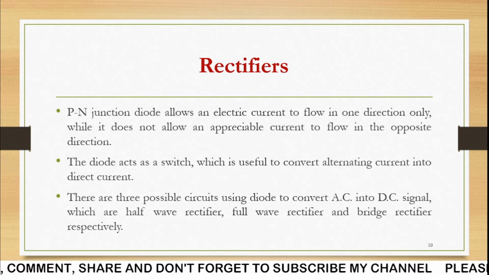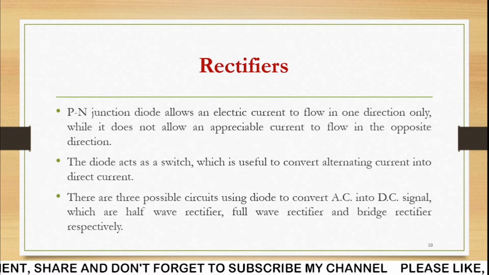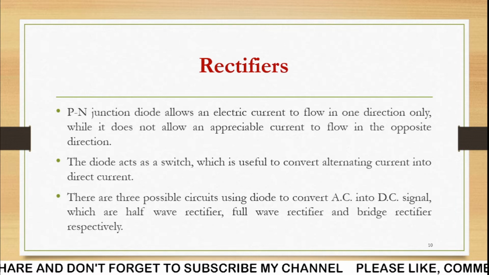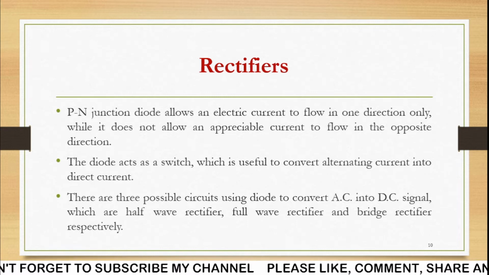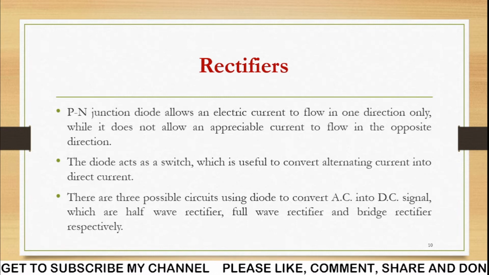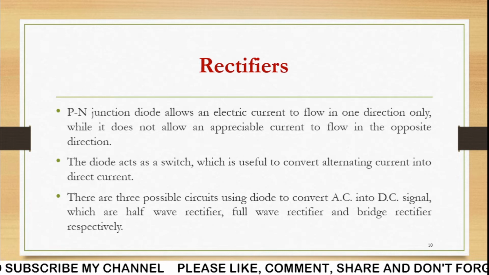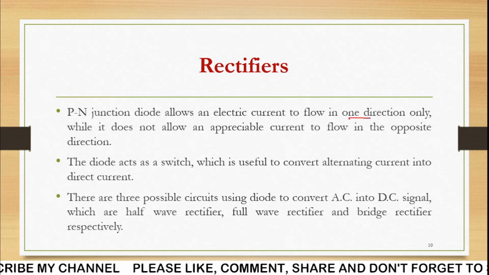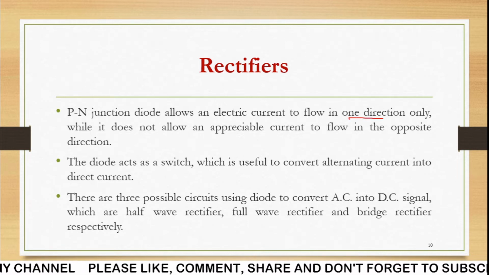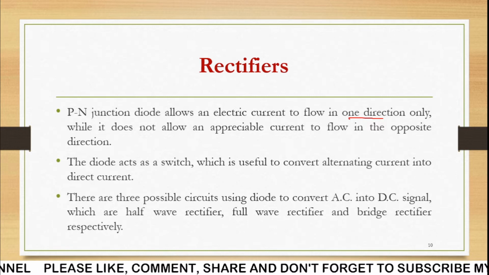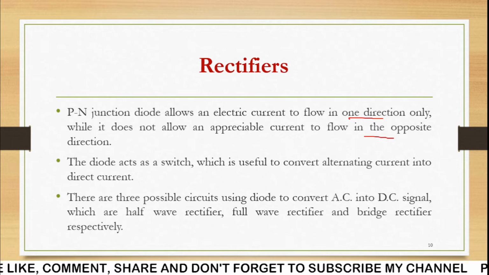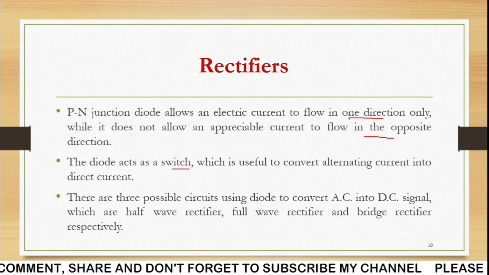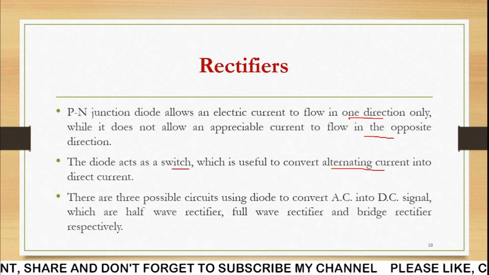Today we are going to see some rectifier circuits and their simulation in PSpice software. The PN junction diode is used in a rectifier circuit because it allows current to flow in only one direction, and there is no appreciable current flowing in the opposite direction. So the diode acts as a switch, which is useful for conversion of AC into DC.